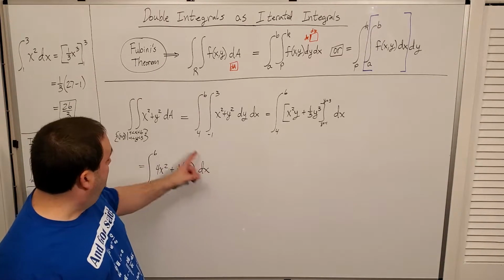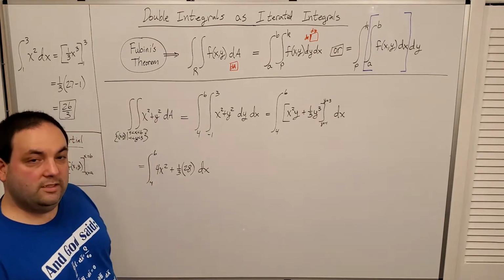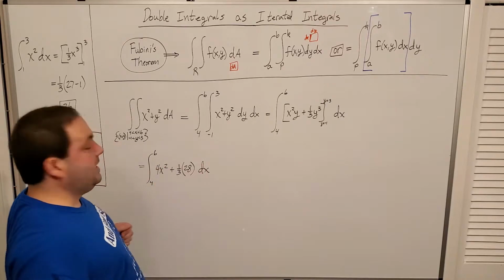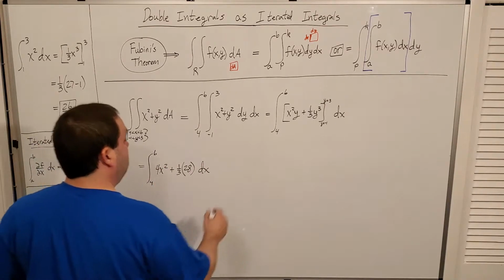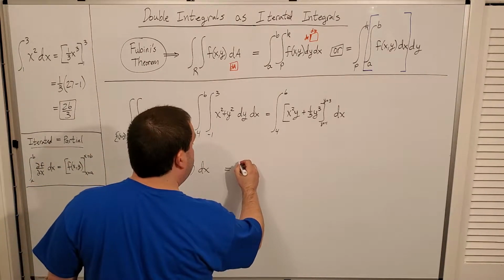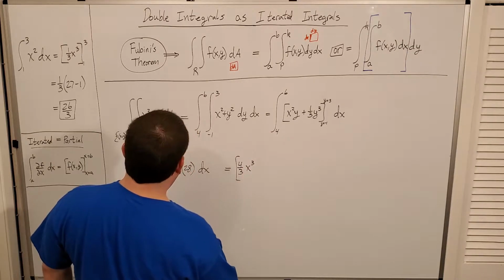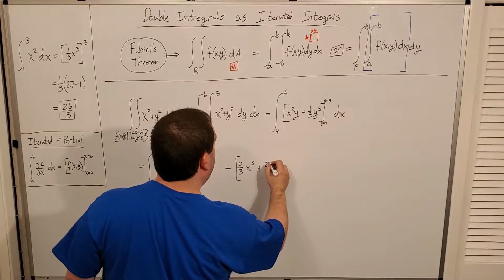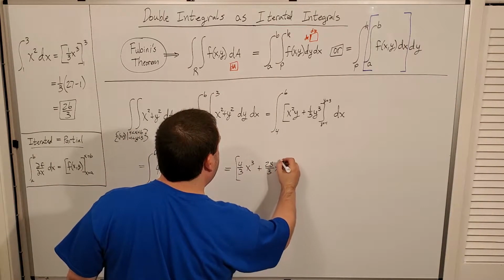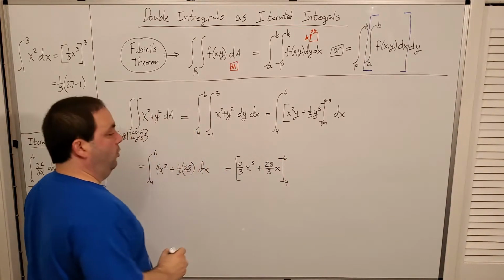All right, now we're back down to calc 1, right? This is just a single integral, and it has nothing but x's in it. So then I have 4/3 x cubed plus 28 over 3 times x, and that's going to be evaluated from 4 to 6.